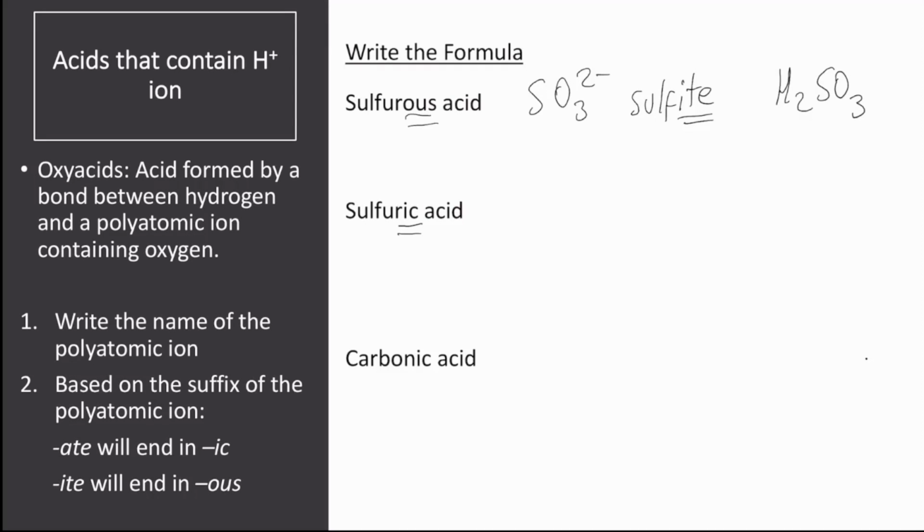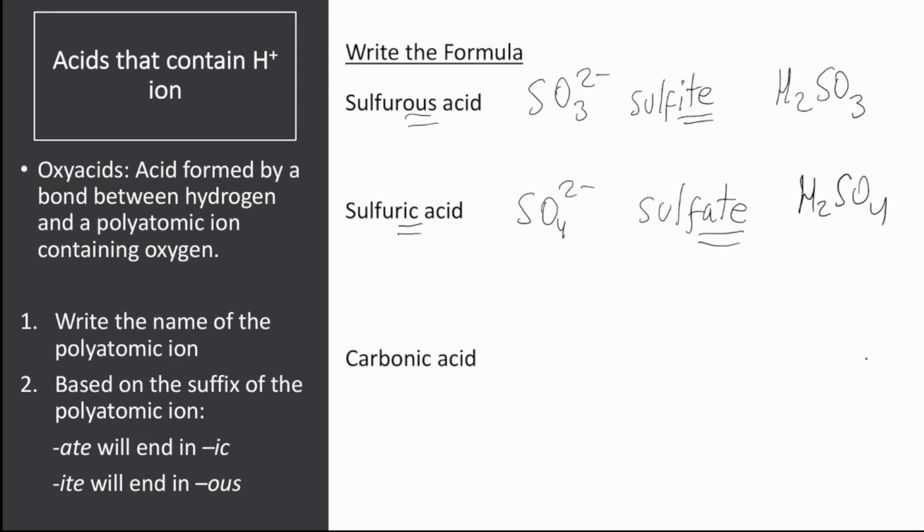The next one is sulfuric acid. So the suffix in this case is ic. So this one contains a polyatomic ion that contains sulfur and has a higher oxidation state. So this one is SO4 2-, or sulfate. Ate means the higher oxidation state. So the formula for this is H2SO4, sulfuric acid.